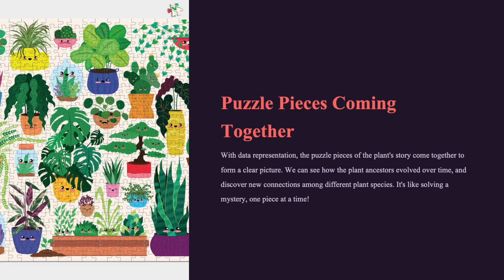So, data representation takes the raw plant language, those A, T, C, and G letters, and turns it into something our brains can grasp more easily. It's like taking a complex puzzle and putting the pieces together into a clear picture. Thanks to smart data representation, detectives like you can share their discoveries with others, which helps us understand the secrets of nature and continue to unlock its wonders.